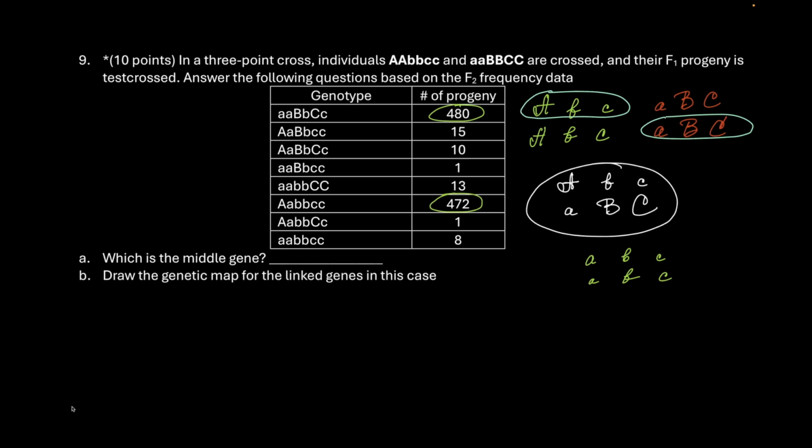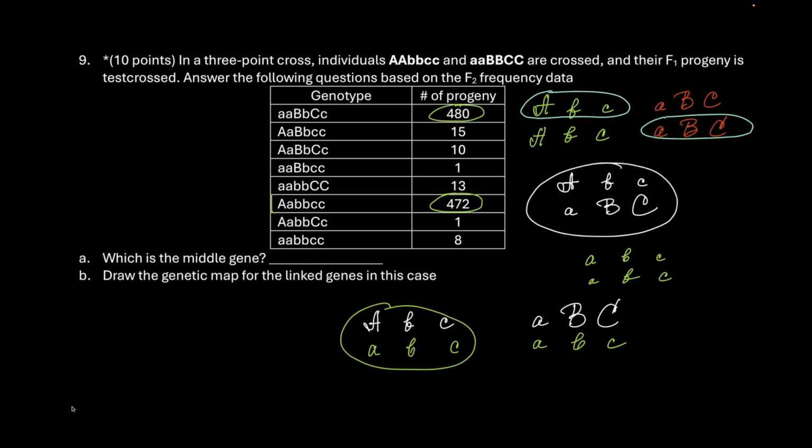So if I take A, B, C is one case, a, b, c is the other. What does this look like? Correct, it's this one, 472. What does this look like? It's that one. My next step is to figure out which gene is in the middle.